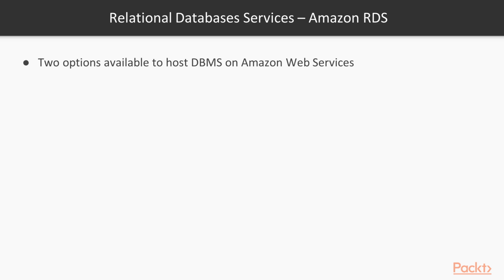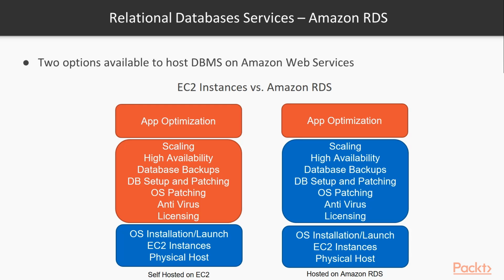Okay, next I want to take a look at the two options that you actually have available to host your own database management systems on the Amazon Web Services platform. Now, you can use the Amazon RDS service, which is a managed service, or you can also set up and launch EC2 instances on which you can launch your own databases.